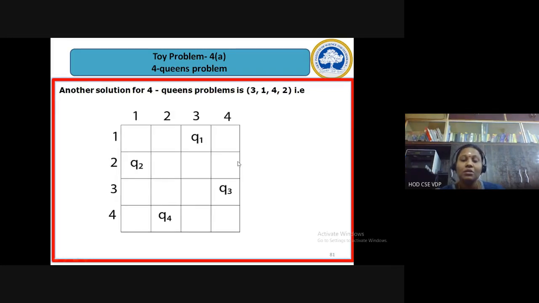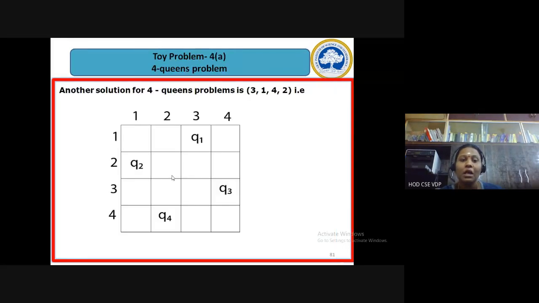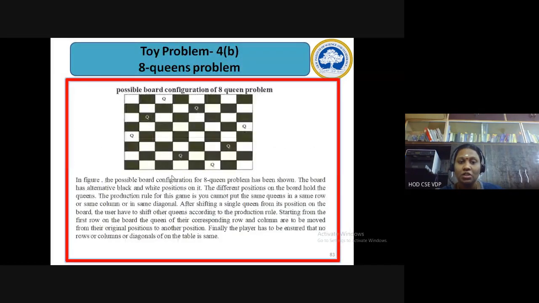And then the other solution, if you try the same way of solving it, you'll get this as another solution. Then moving on, extending the same problem to 8 queens also, using the same backtracking method, you can solve it. So we're not going to solve it and show using the backtracking. The tree need not be constructed. I'm just giving you the final solution of this. Probably you can work it out and check whether we have more than 4 solutions for this.